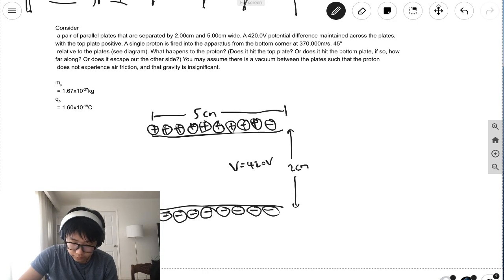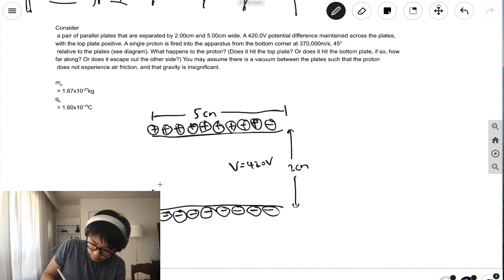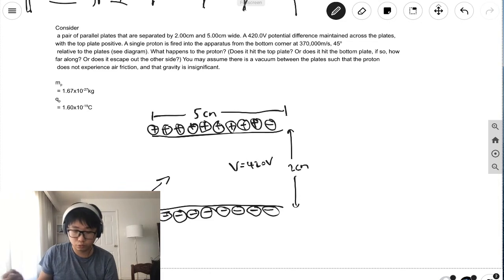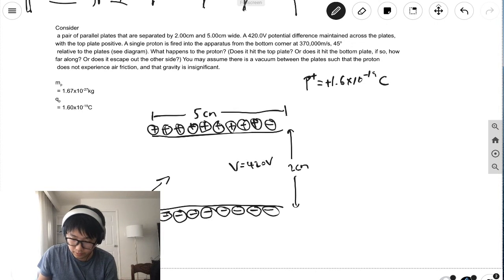A single proton is fired into the apparatus from the bottom corner, at 45 degrees. They didn't say left to right, but I'm just going to put it from left to right from here. So this is going to be 45 degrees. And it's a proton, so you know what the charge of the proton is. The charge of a proton is going to be positive, so P plus is going to be 1.6 times 10 to the negative 19. This should be negative for electrons, so it should be positive for protons. That's something we'll probably need.